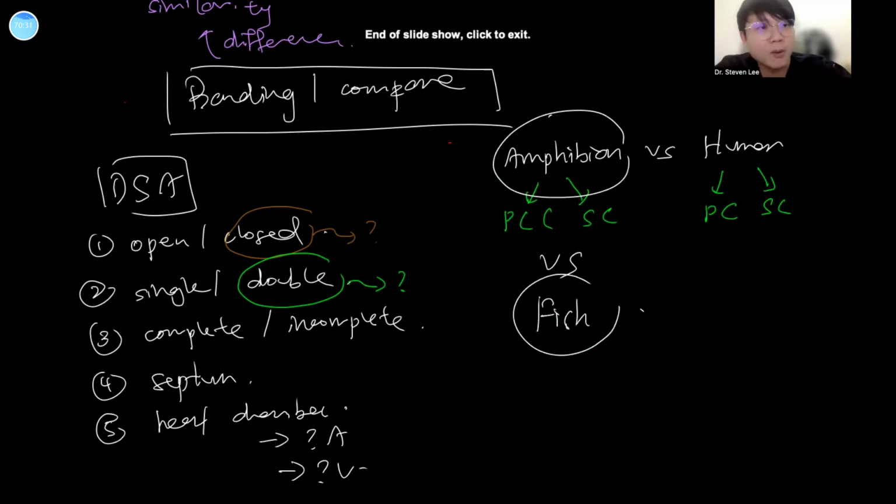Go back to our formula. Number 1, open or closed. Similarity, closed, define. Number 2, single or double, difference already. Amphibian is double, tell the name of the double circulatory system. Fish is single, so there's no name for it, it's just a single circulatory system. Septum, dua-dua tak ada, so this is a similarity. Heart chamber, fish ada 2, 1 atrium, 1 ventricle. Amphibian ada 3, 2 atria, 1 ventricle.